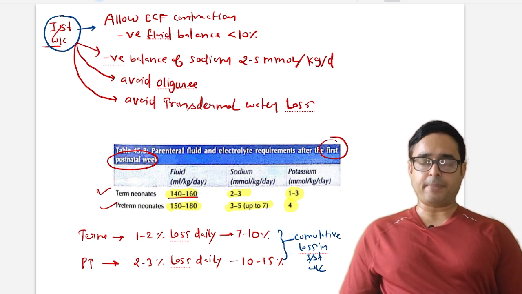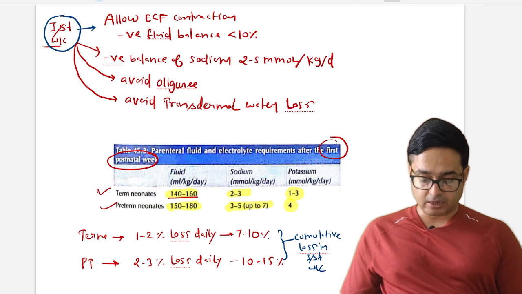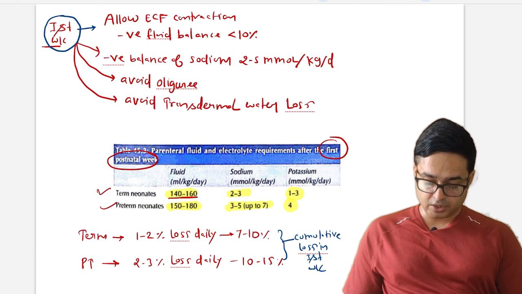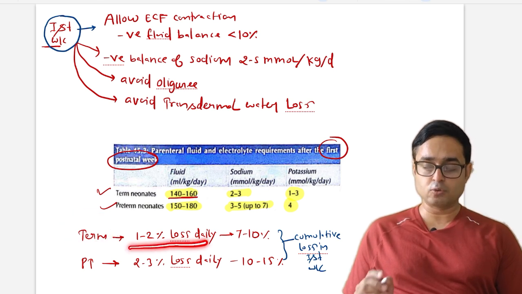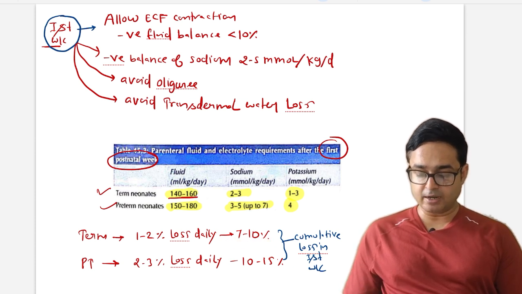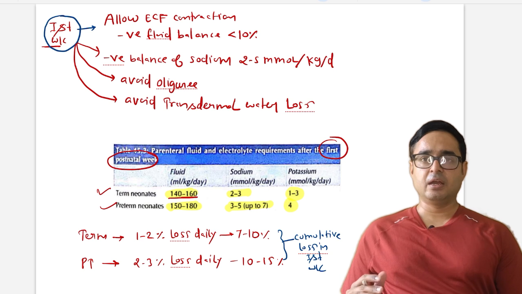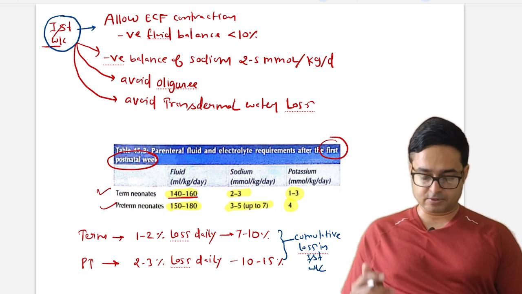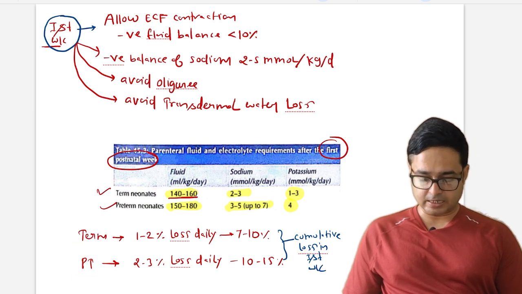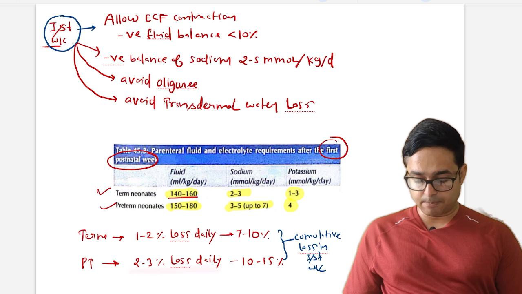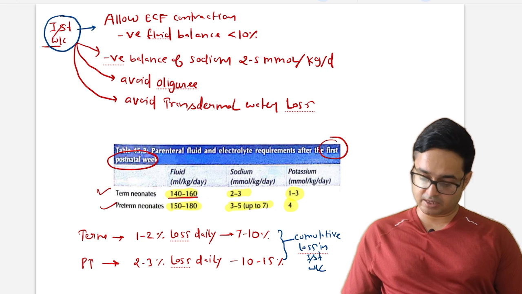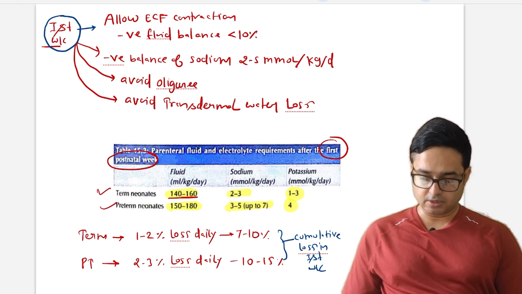Okay, another practical implication of this: weight loss. In term neonates, generally 1 to 2% weight loss is seen daily, up to 7 to 10% cumulative weight loss in the first week. It should not cross more than 10%. But in preterm, generally more losses are there, that is 2 to 3% losses daily, up to 10 to 15% cumulative loss at the end of the first week. Okay, so these facts you have to remember.